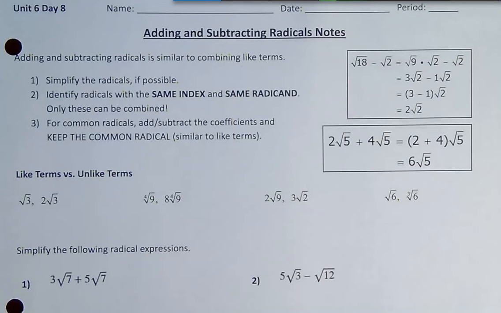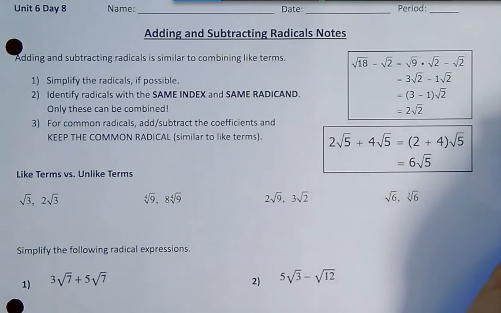If we have the same index and the same radicand itself, then we can combine those radicals, sort of like combining like terms. For common radicals, we can add or subtract the coefficients, but we would keep that common radical just the way we would keep a variable if we were combining like terms. So let's take a look. I'll try to show you what I mean.